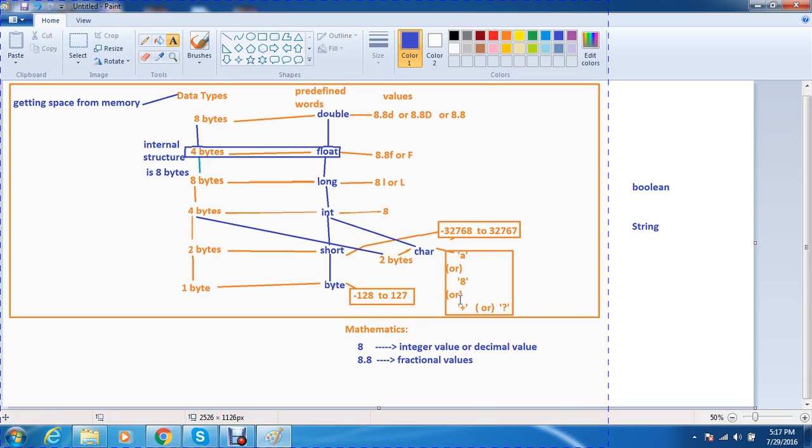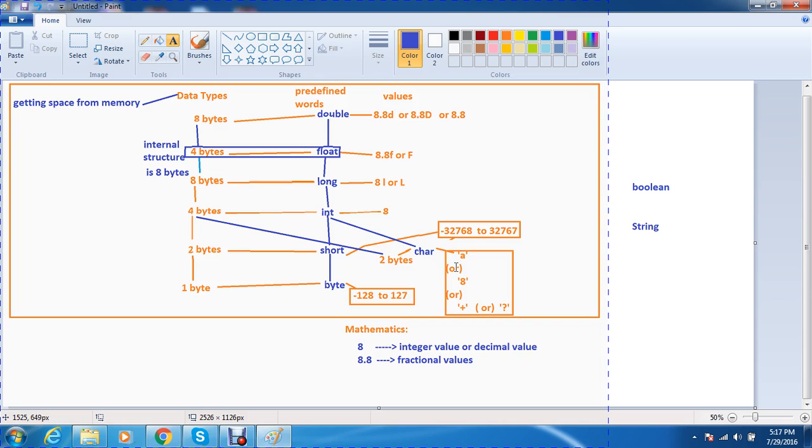Now coming to this one, any special operator, that is a predefined operator, any special character within single quotation, called as what? Char value. Now coming to short and byte, there is no way to represent byte and short values.